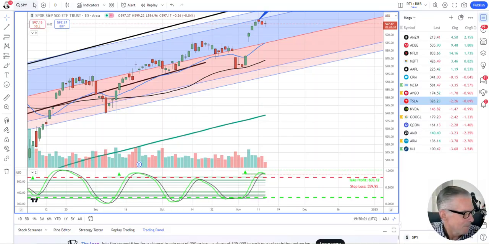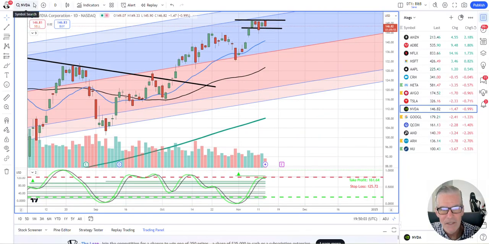It's one day at a time. NVIDIA we looked at real quickly. It's got that nice little bull flag. It's, of course, got earnings next week, so probably not going to get too much traction to the upside ahead of earnings. A little too much fear there, and the whole sector has not been happy. So I don't quite know what to think about NVIDIA, but this is not a buy.